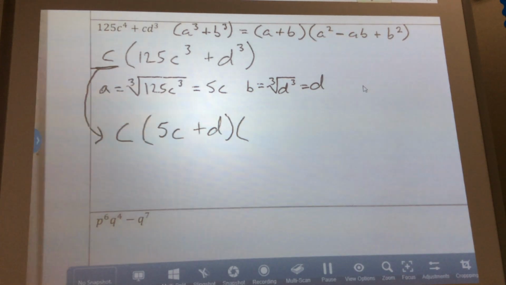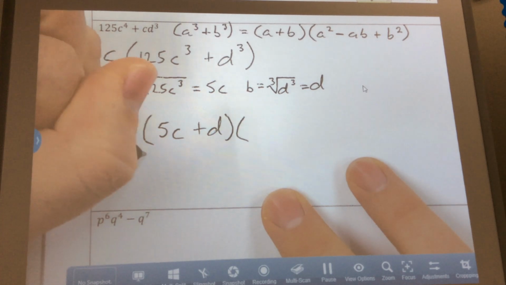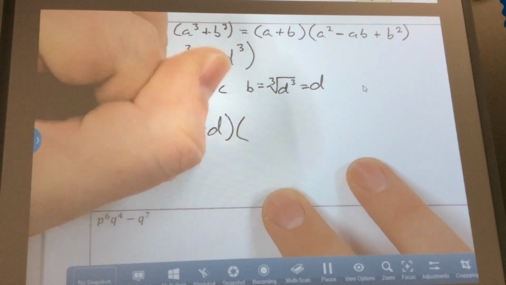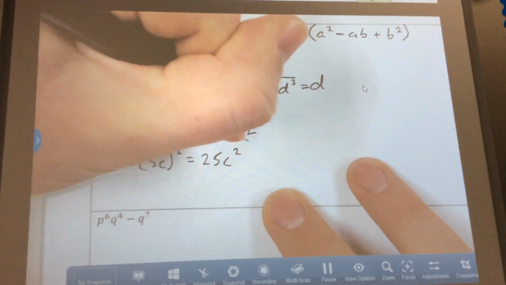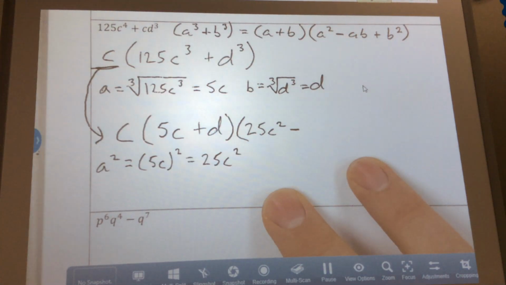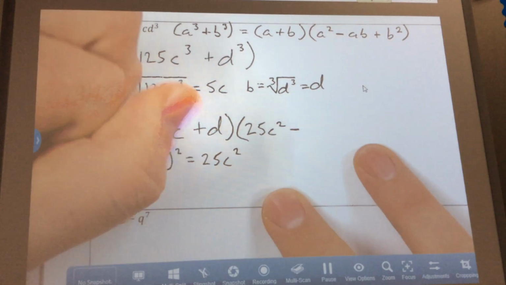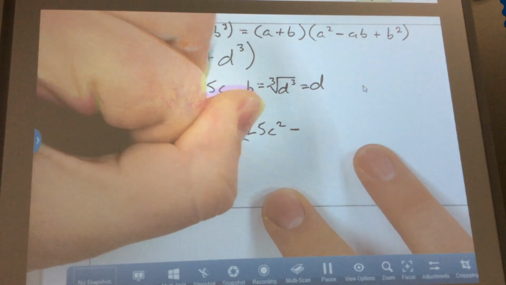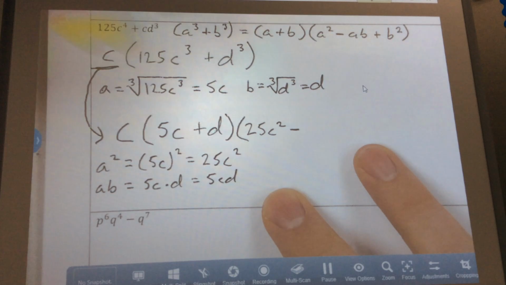So let's find out what those are. If I have a and I square it, then that is 5c quantity squared, which becomes 25c squared. That goes here. Then I put a minus sign, always. Then I take a and b, and I multiply them together, which is 5c times d, which for us is 5cd. That goes right here.